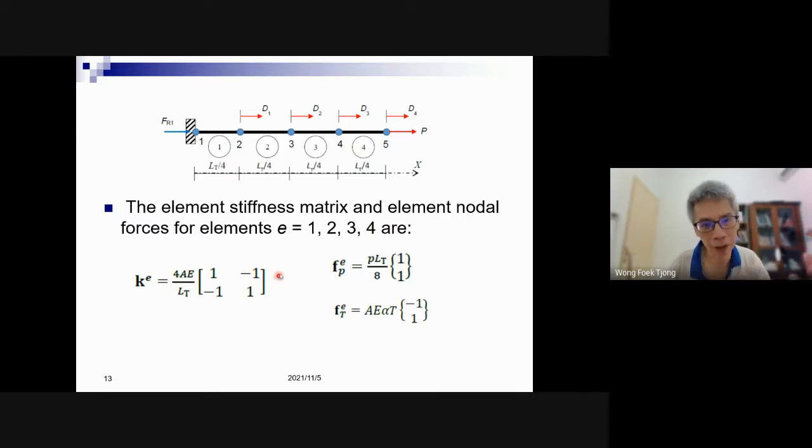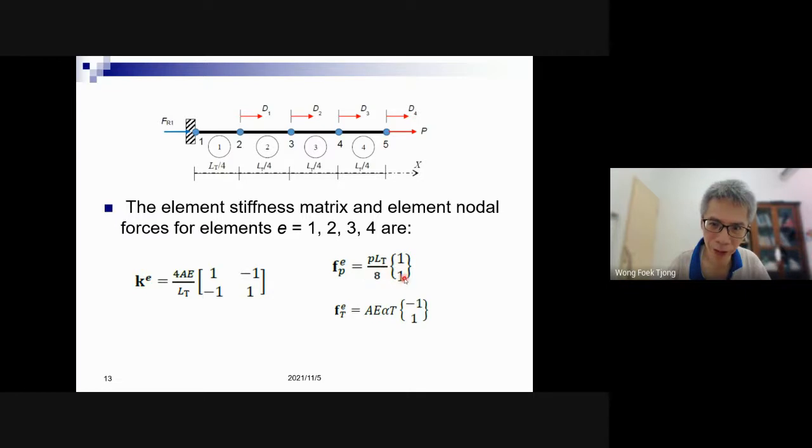The effect of the distributed load is computed here. We use this formula because the load is constant, and for a constant load the formula is just divided by 2. So this is 1 and 1. Actually, the formula is PL divided by 2, but the length is LT by 4, so it is PLT divided by 8. PLT over 8.